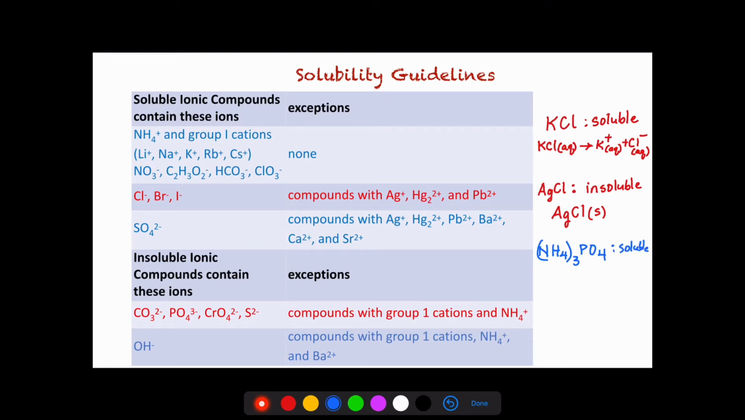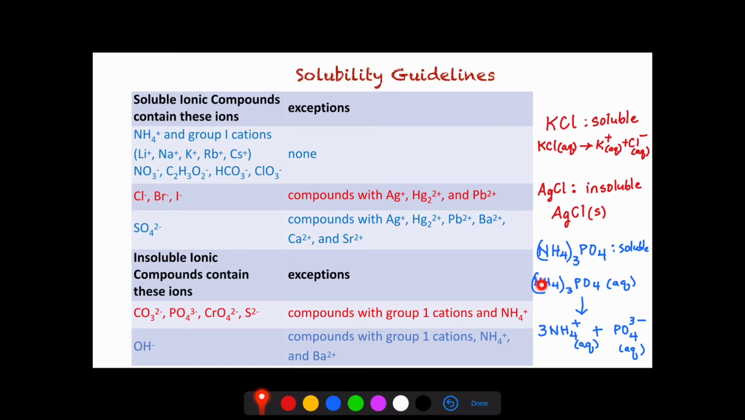So I can write an aqueous solution of ammonium phosphate. It's going to have three ammonium ions and one phosphate. Phosphate is PO4 3-, for every one ammonium phosphate. When you dissolve one ammonium phosphate, you're going to get three ammonium ions and one phosphate ion.